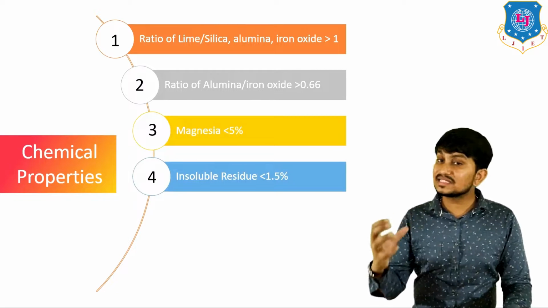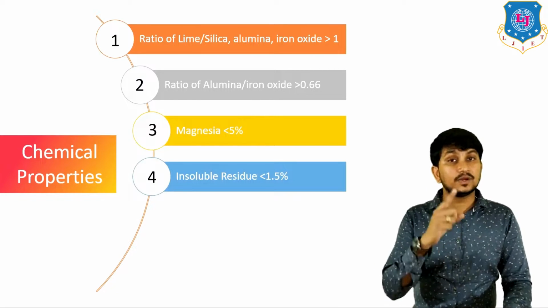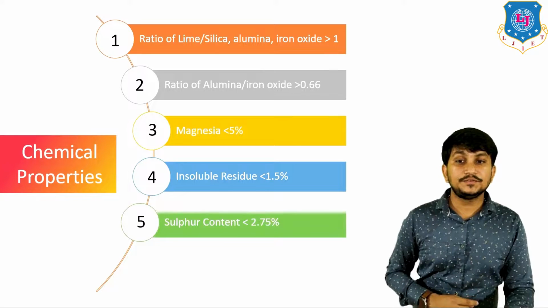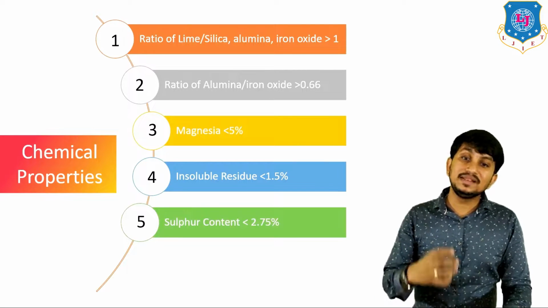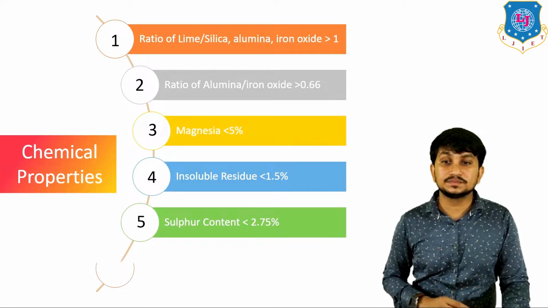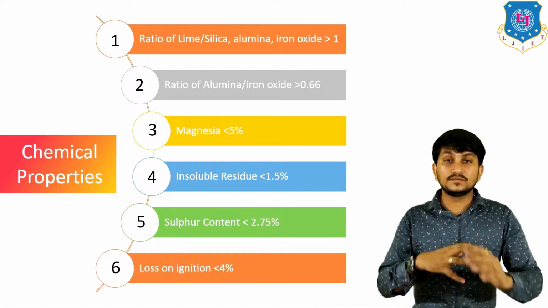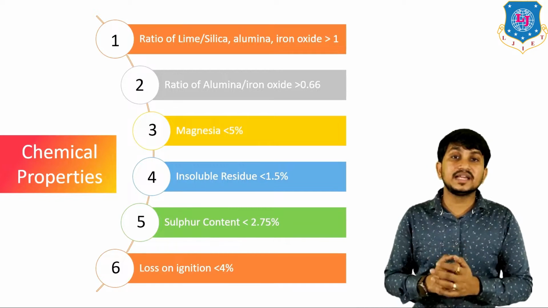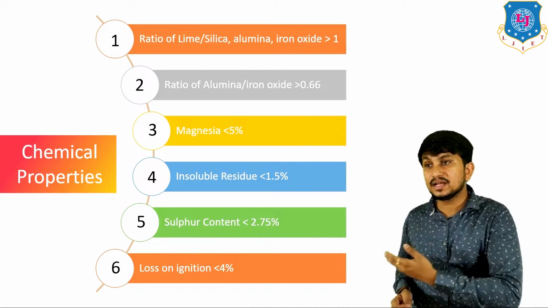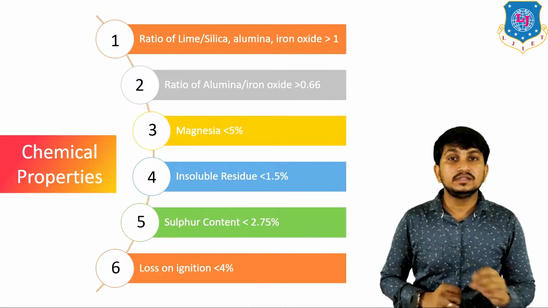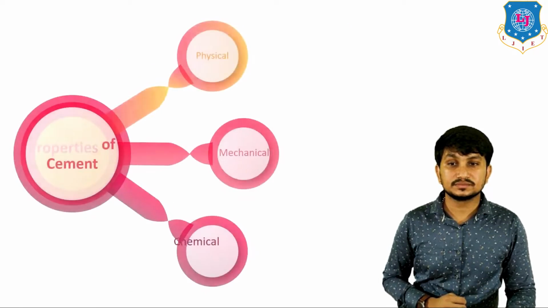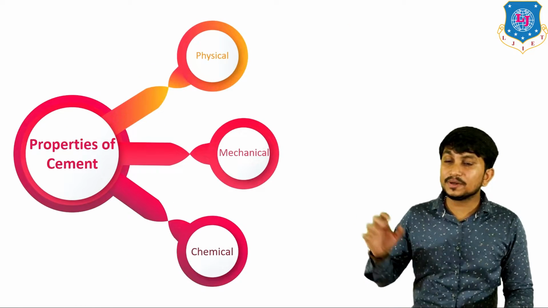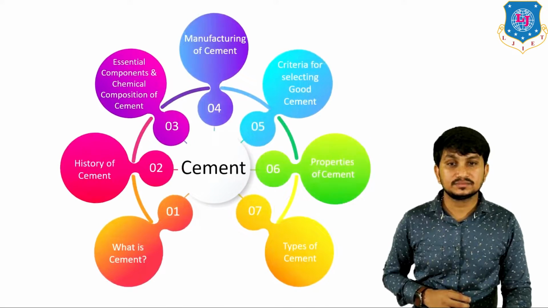Fourth, insoluble residue content should be less than 1.5%. Fifth is sulfur content should be less than 2.75%. And loss on ignition of the cement should be less than 4%. These are the chemical parameters of the cement. That's all about the properties of the cement.